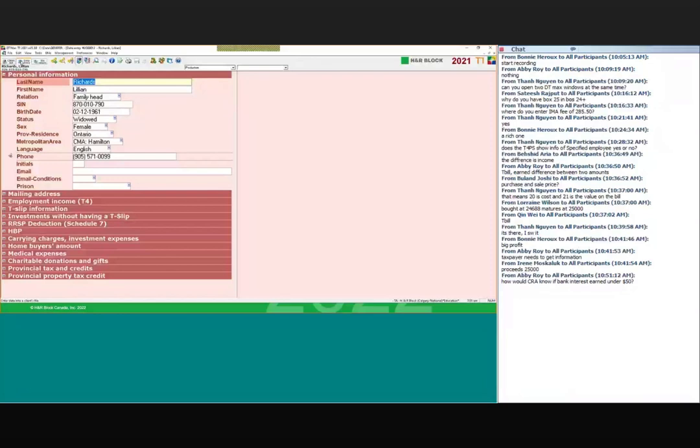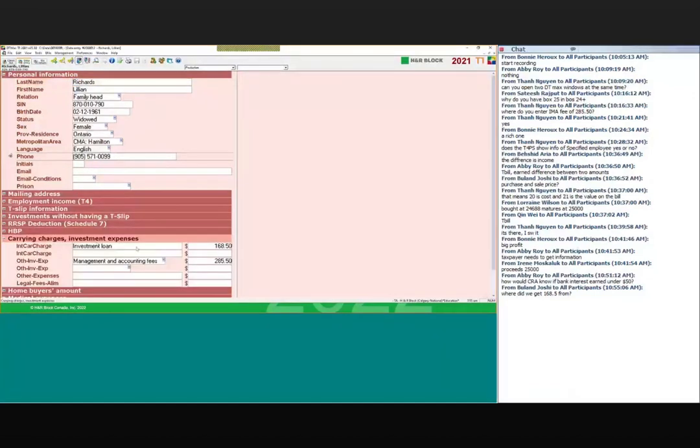So the next topic will be RSP contributions. Where did I get 168.50 from? I got that in my notes. It's not in the in-class exercises. It was just in my notes. Yes, it was 168.50 and management fees.